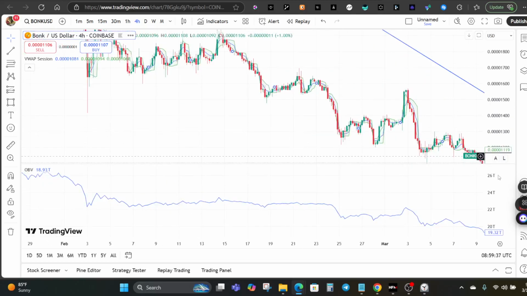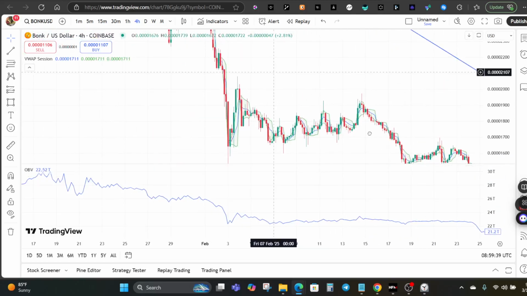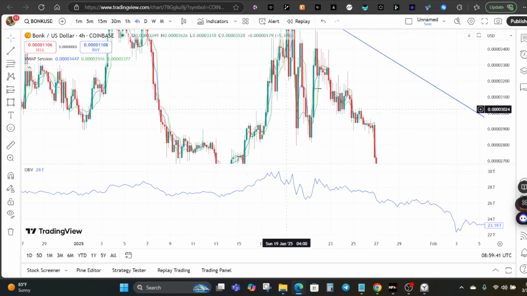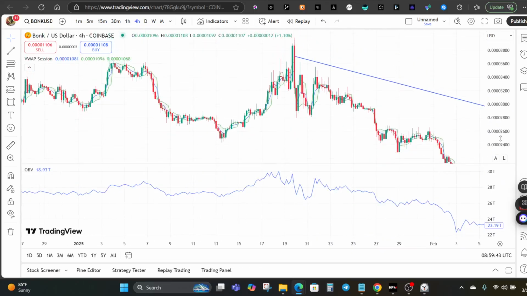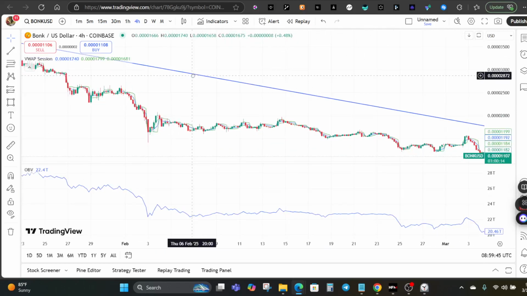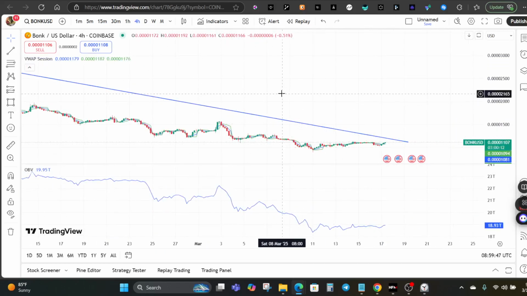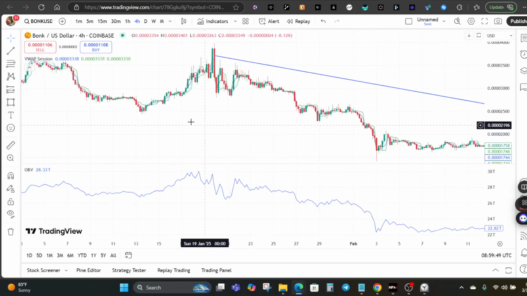So be watching the position of the candles, the position of price with respect to the VWAP. Okay, you watch out for the slope of the VWAP, and you watch out for price being above or below the VWAP.